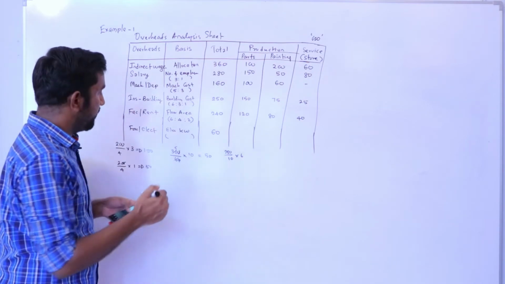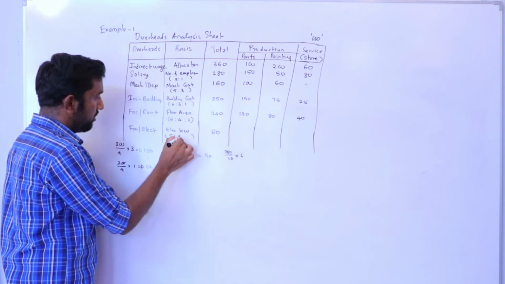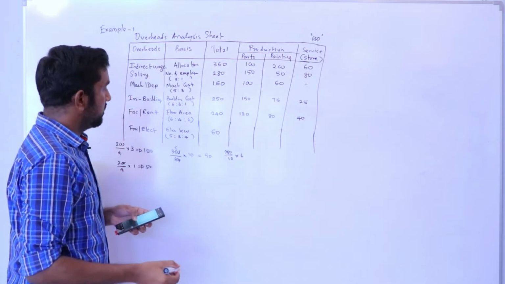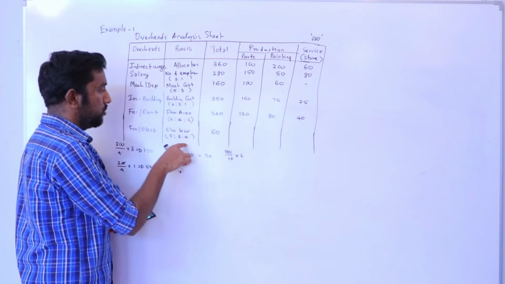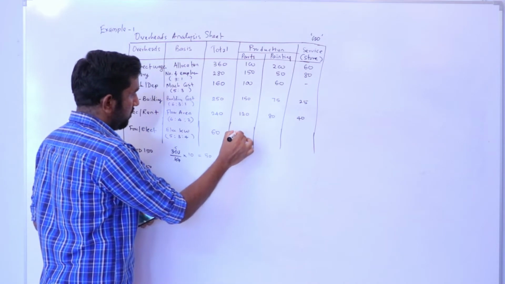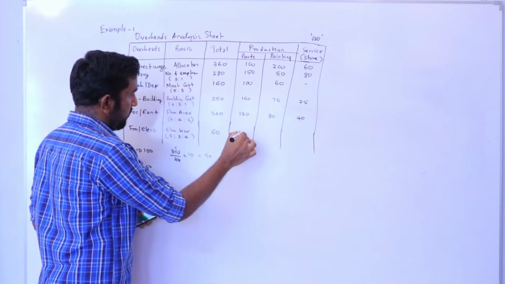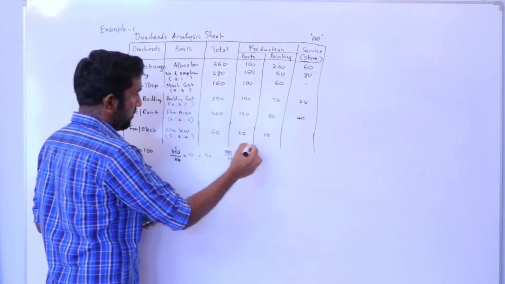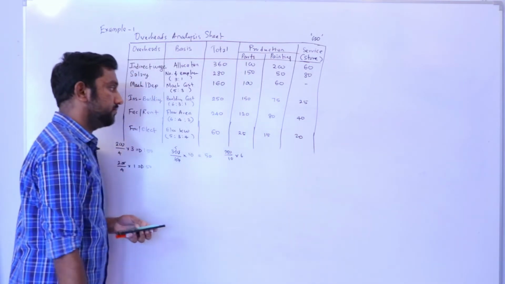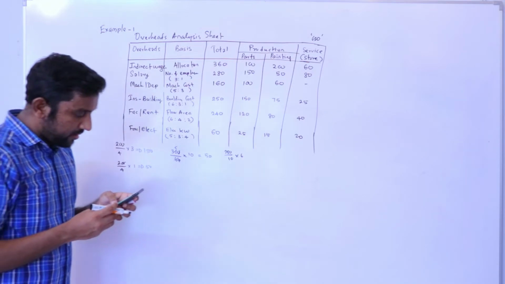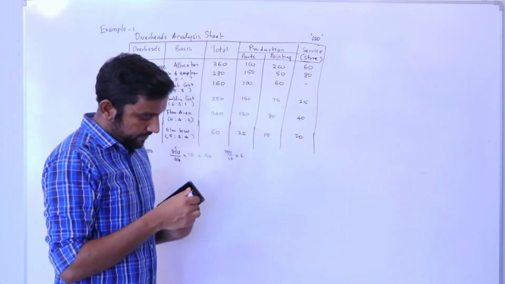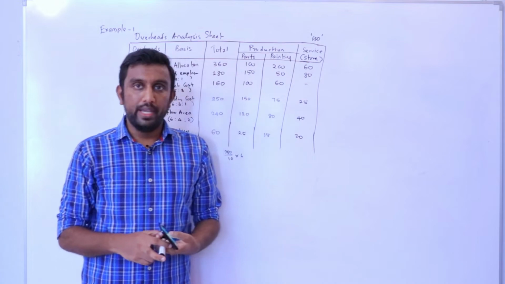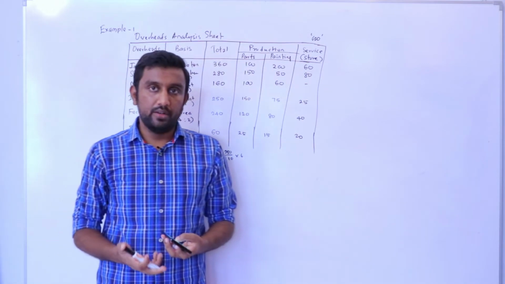5, 3 and 4, right? So how much? 12, 25, 15 and 20, right? So these are the overheads they gave.